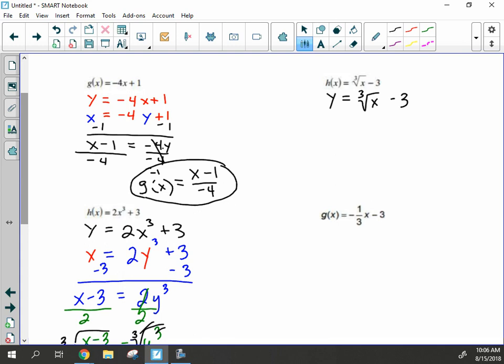And then our next step is to just solve for y. When we solve for y, we want to get rid of this 3 first since it's not covered underneath that radical. So we're going to add 3 to both sides. So I have x plus 3 equals the cube root of y.